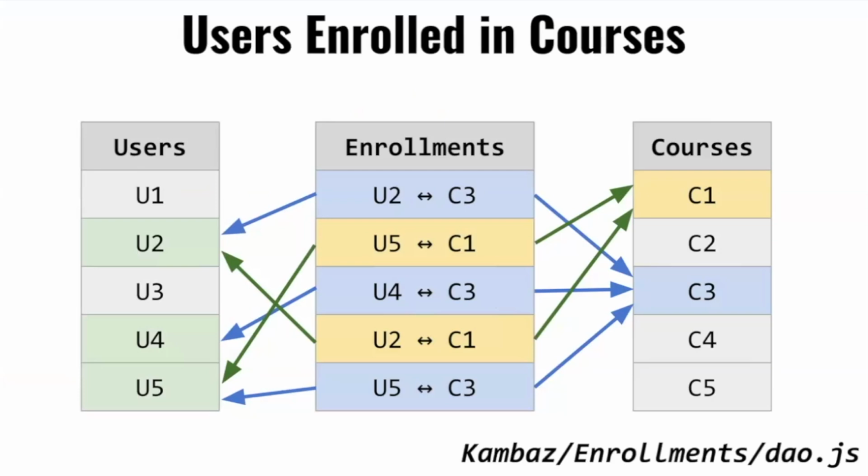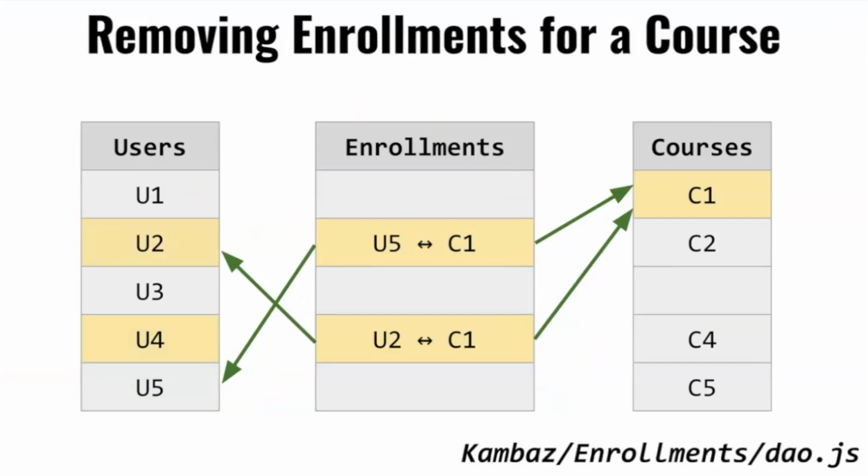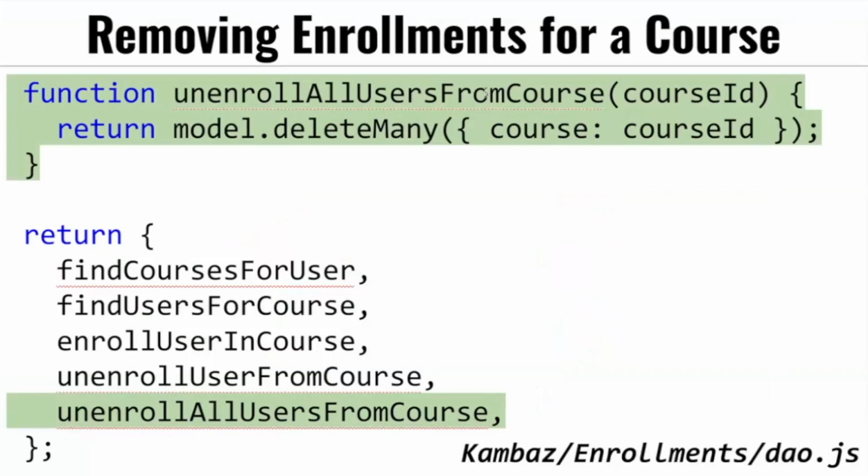We can implement that by creating a function that deletes all the records where the course is equal to that particular ID, and then boom, it removes all the enrollments there. Okay? So let's take a look at that. Let's implement an unenroll all users from course function. That means that this will remove all the enrollments for the particular course. So let's do that. Let's add that to our existing enrollment DAO.